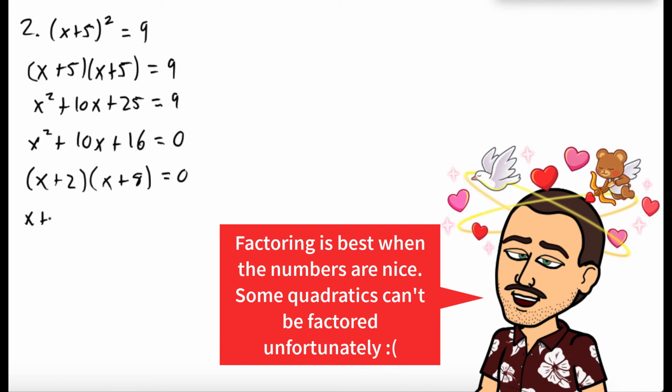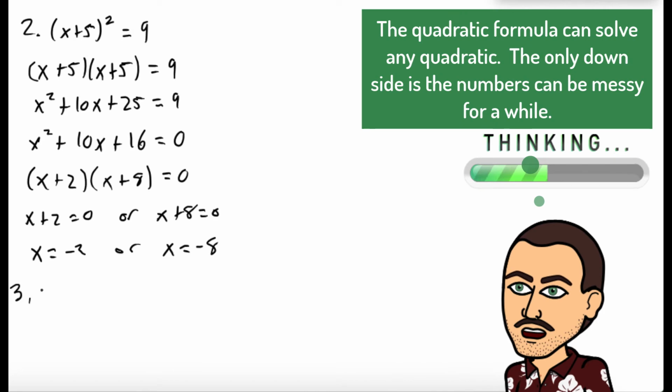Okay, so we have two numbers that multiply together to give us 0, so that means either x + 2 = 0 or x + 8 = 0, meaning that x = -2 or x = -8. The same answer as before. All right, and we should get the same answer every time.